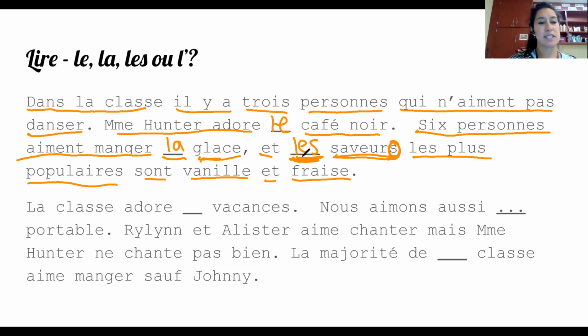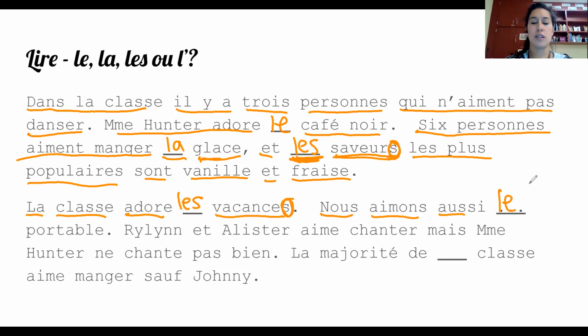Okay, let's move on to the second paragraph. La classe adore les vacances. Très bien, so we have another les. It's an S. It was one of our new vocab for last week as well. Nous aimons aussi le portable. Le portable. I think in the, you may have put mon.